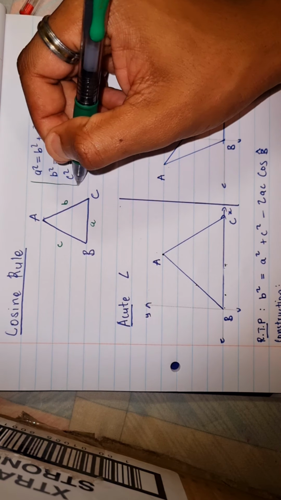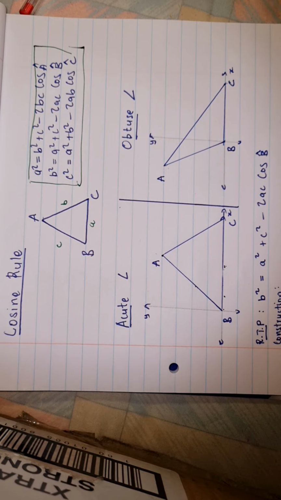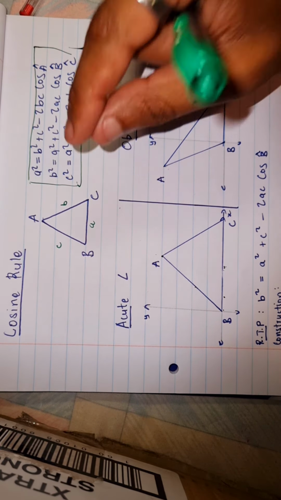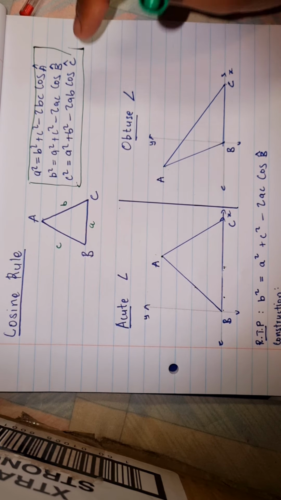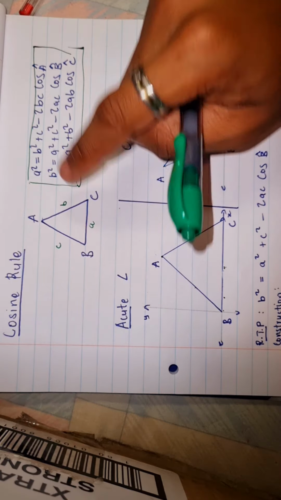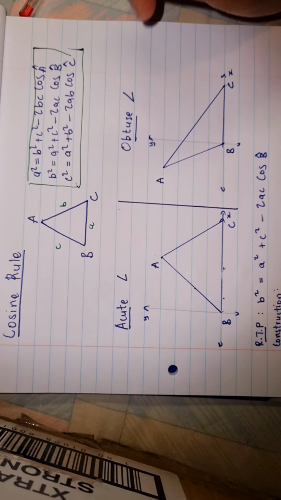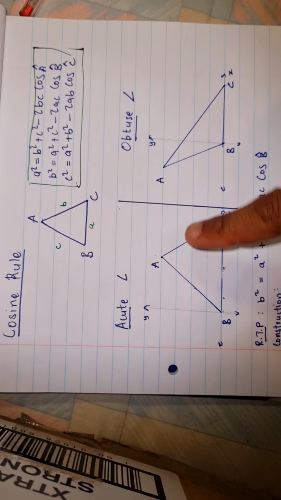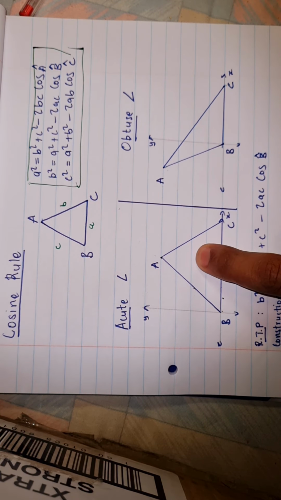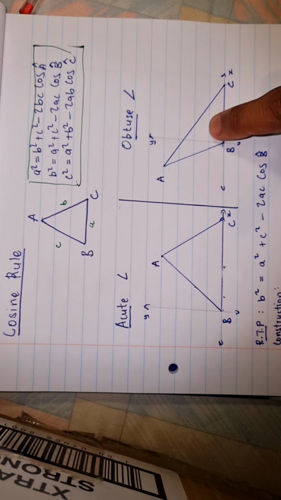Now these are the formulas that we are going to use to determine the sides. These formulas are the formulas for the cosine rule. We're going to use these formulas to determine the sides or the angles of a triangle that does not have 90 degrees in it. So again, when proving the cosine rule, you're either going to prove it using the acute triangle, or you're going to prove it using the obtuse triangle.